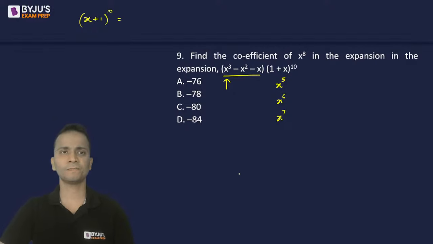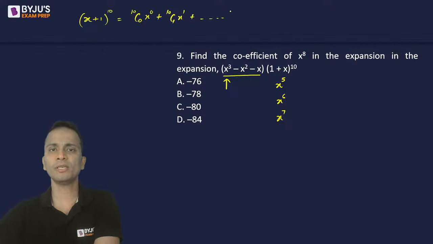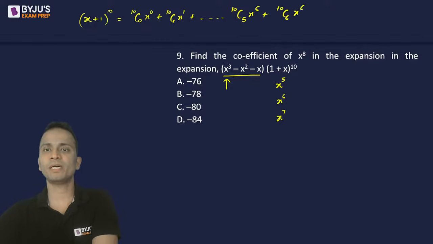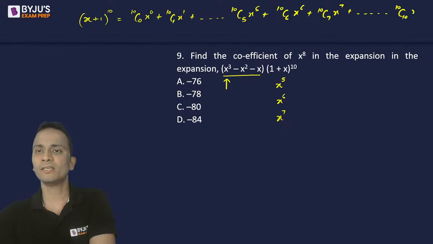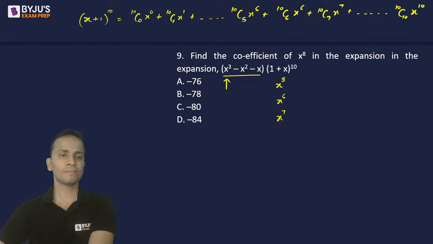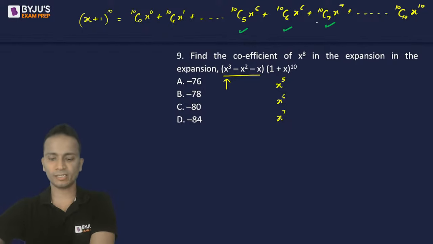So let's solve this. Now, x plus 1 whole raised to the power 10, if I look at the expansion of this, the expansion will be 10c0 x raised to the power 0 plus 10c1 x raised to the power 1 and so on, 10c5 x raised to the power 5, 10c6 x raised to the power 6, 10c7 x raised to the power 7 and so on up till 10c10 x raised to the power 10. Okay, I am bothered only about these three terms in the second bracket.